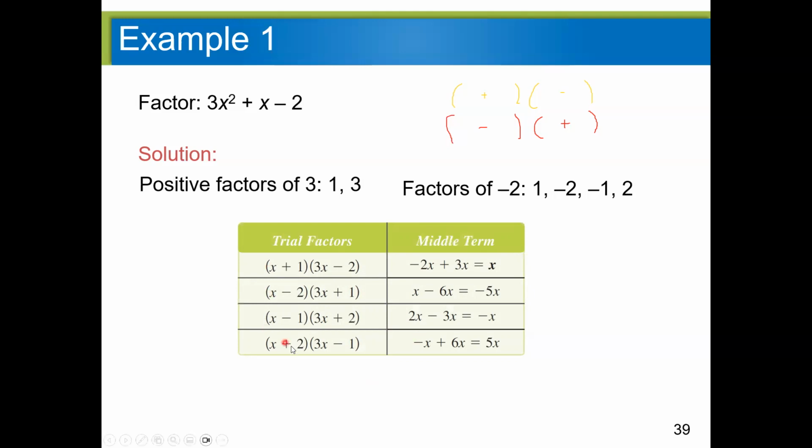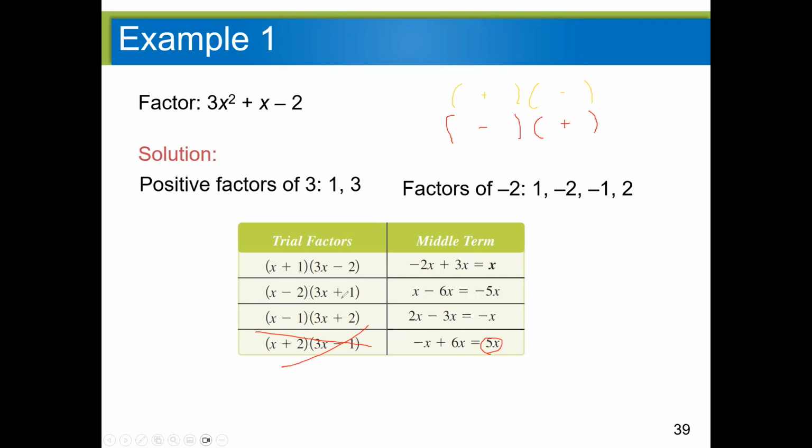And if we look down here at these bottom examples, outside would be x times -1, which is -x. Inside is 2 times 3x, which is 6x. -x plus 6x is 5x. This doesn't work because 5x is not x. And then we can run through here.